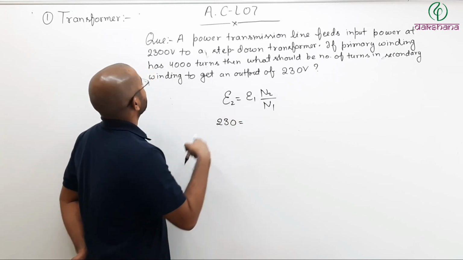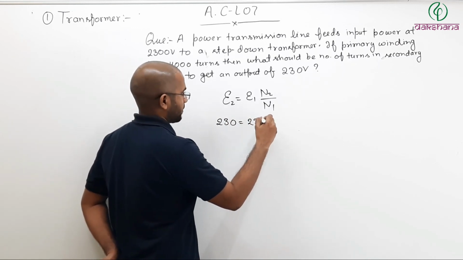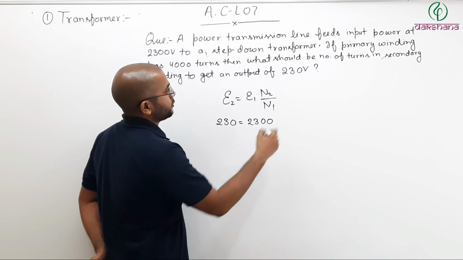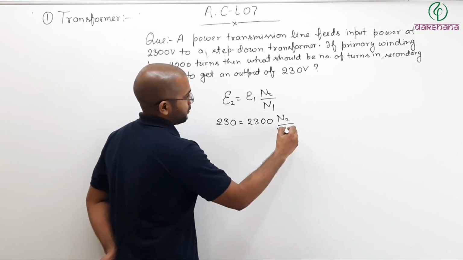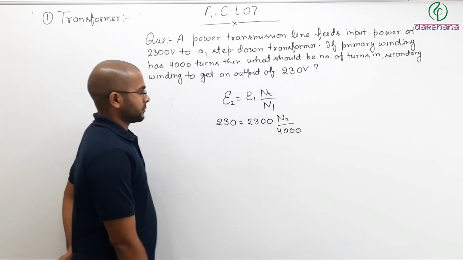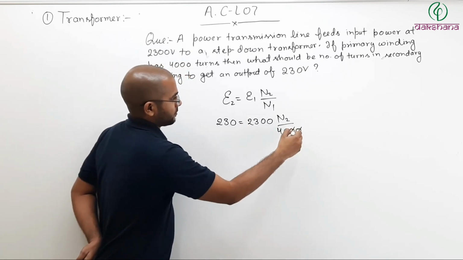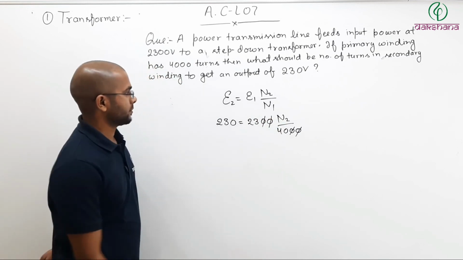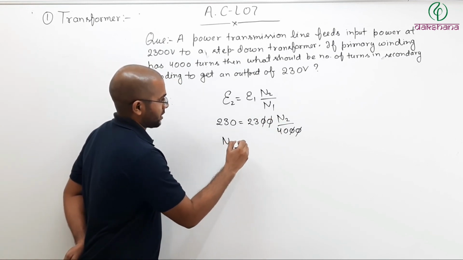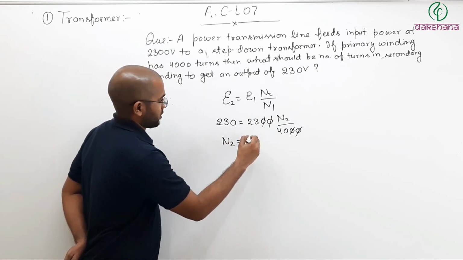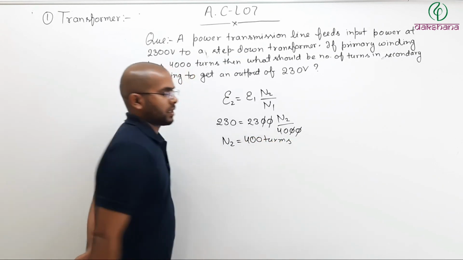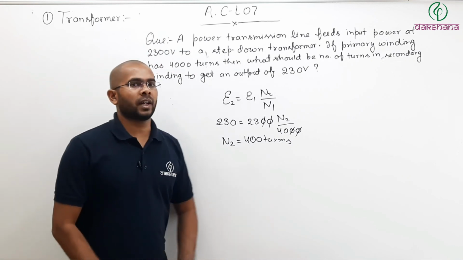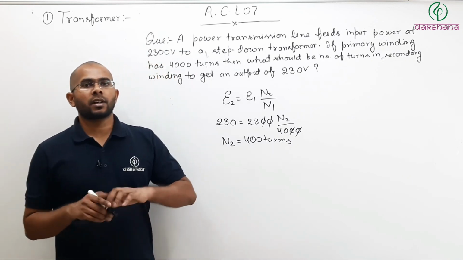What is E1? E1 is 2300. What is N2? That's what we have to find. What is N1? 4000. So let us cancel like this. So N2 will be nothing but 40 times 10, that is 400 turns. Very easy. So this is how you can find whatever ratio you want.